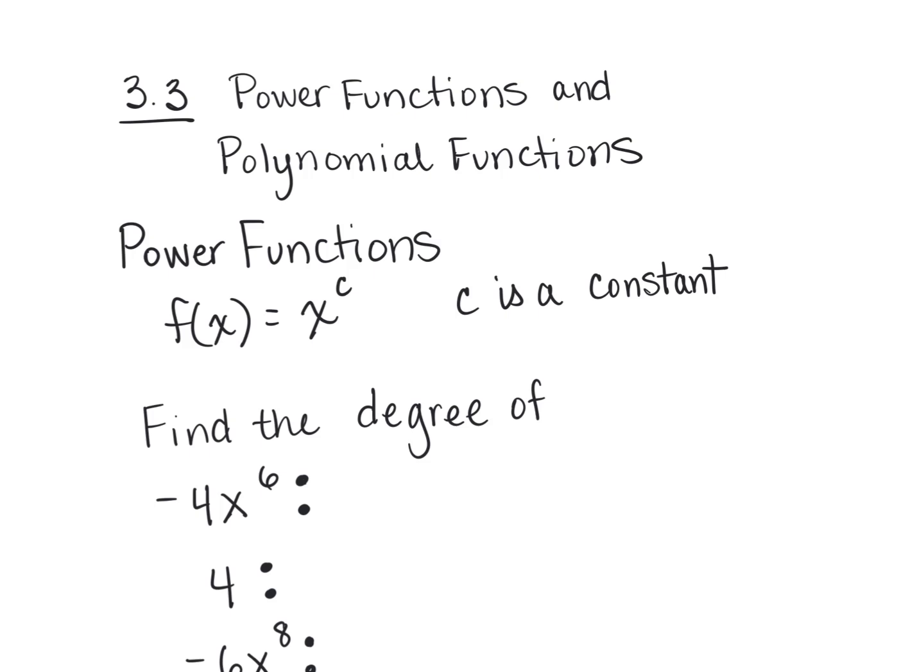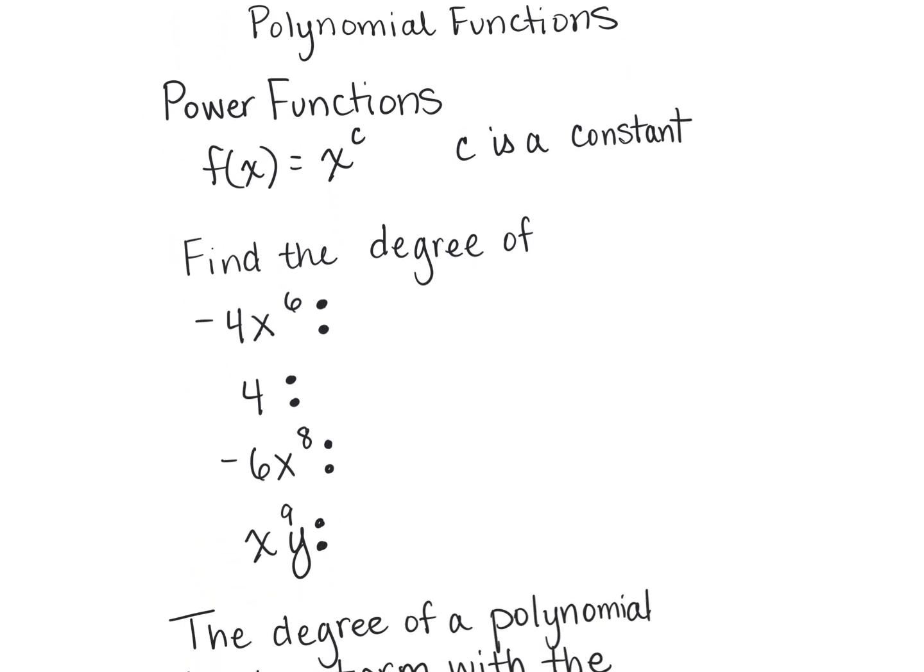In section 3.3, we're going to be talking about power functions and polynomial functions. So power functions are indicated to be one term. You have x as your base, and then c is an exponent, and c is going to be a constant number. So the first thing you're asked to do with these is to find the degree.